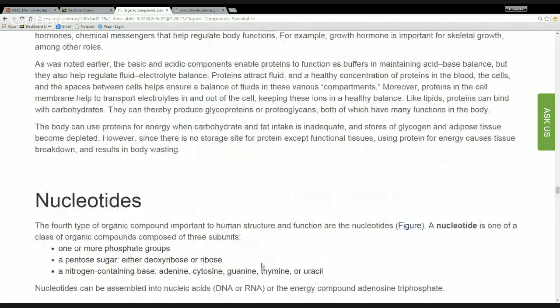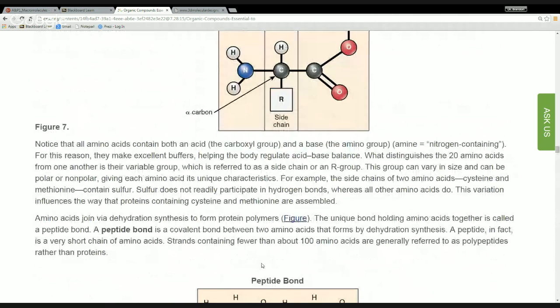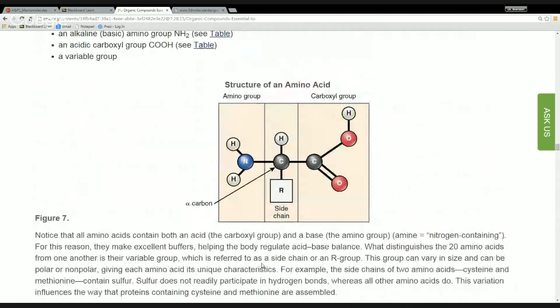I skipped over proteins, so I want to go back to that. I already talked about this, but amino acids are the basis of proteins, and here's the book's drawing of what I drew up on the board, and it's exactly the same thing, except that it looks like, you know, balls and sticks making a model rather than what I drew on the board. But that's the same thing.